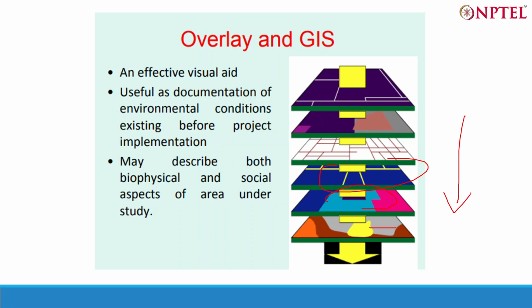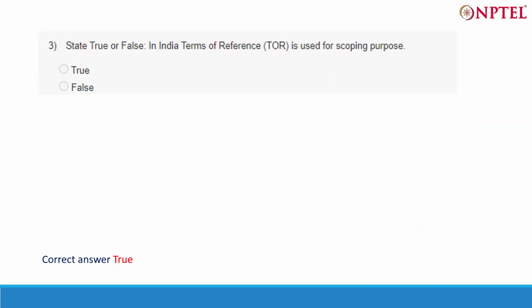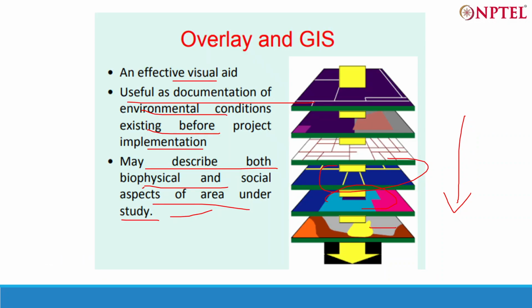Sometimes when you see the city of Bangalore, there are lots of lakes there, and after 10 years the lakes are shrinking in size and more buildings are coming up. You can see this in your cities also, towns also, these types of things. So the impact can be visualized. That is overlay. It is an effective visual aid, useful for documentation of environmental conditions existing before project implementation, and may describe both biophysical and social aspects of the area under study. So you have to see both biophysical and social aspects of the area. This is how all the impacts are considered.